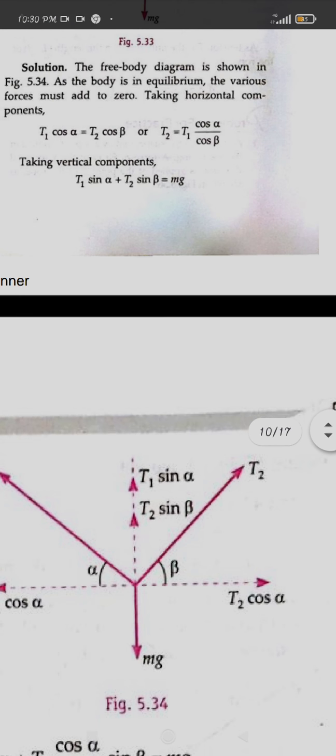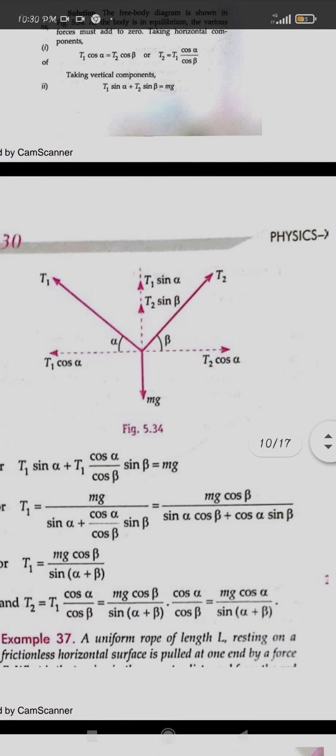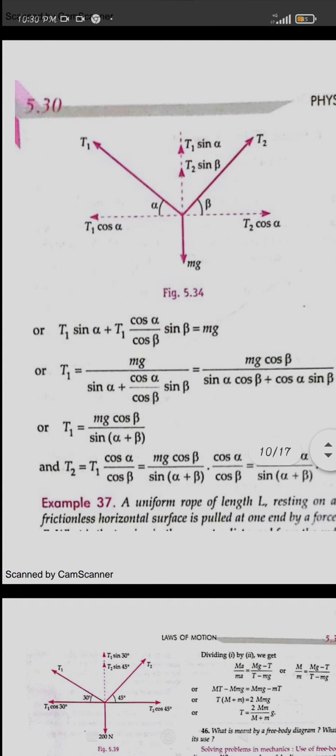Okay, and what we have to find is the tension. So on taking this value T1 and putting that value in the second equation, we can find out the value of tension, right? We have already found that T2 is equal to T1 cos alpha upon cos beta. So putting that value of T2 in the second equation, we can find out the equation.